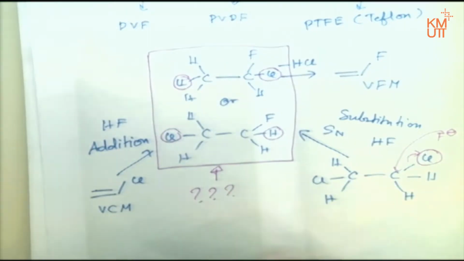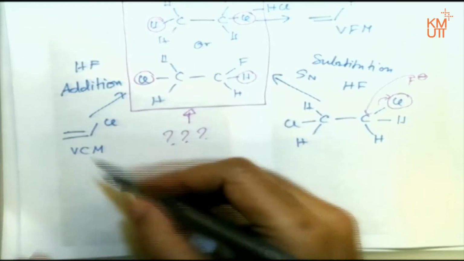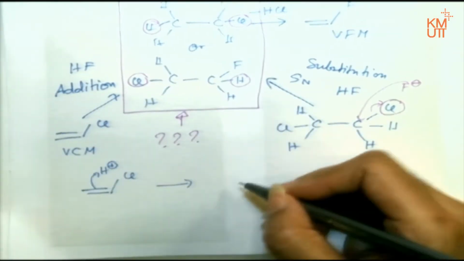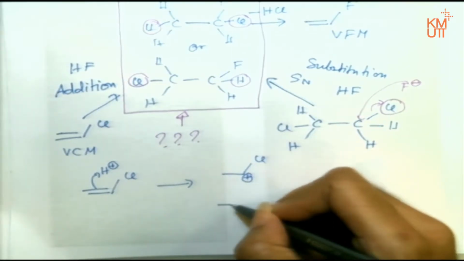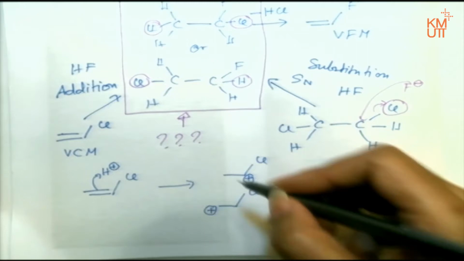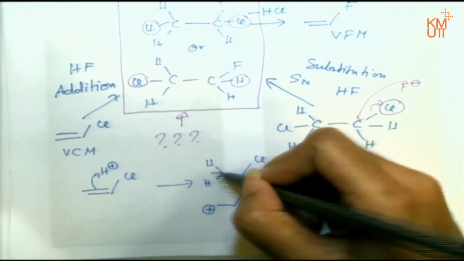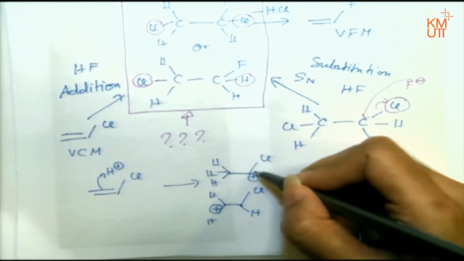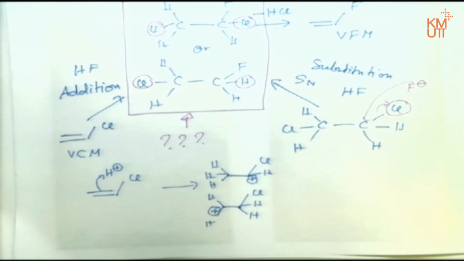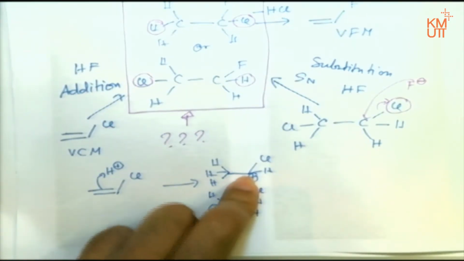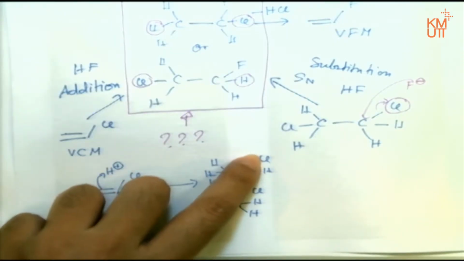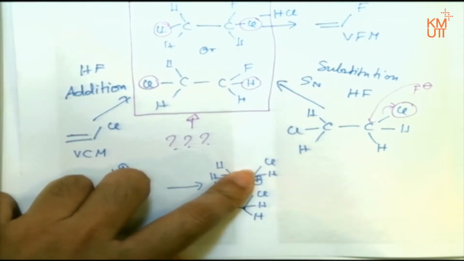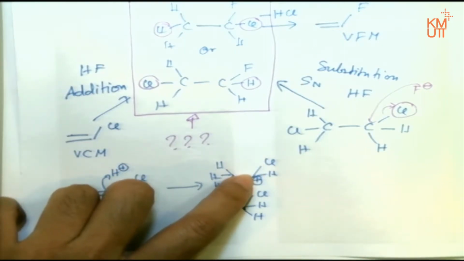Okay, I can just show you here. For the addition reaction for VCM, the first step is hydrogen addition and produces two intermediates. This one or this. And this is not stable because of the presence of chloride. Chloride atom is highly electronegative, so it withdraws the electron from the carbon positive.